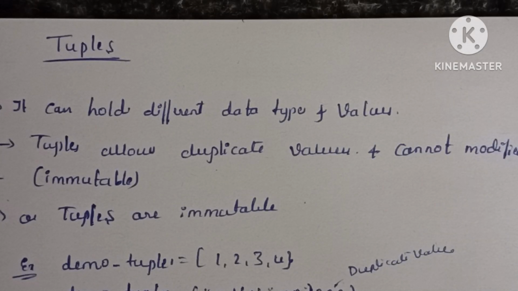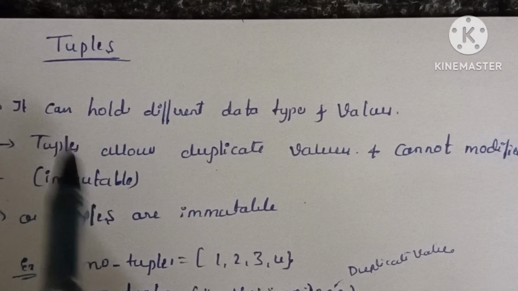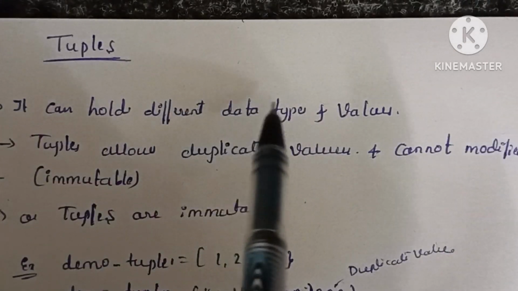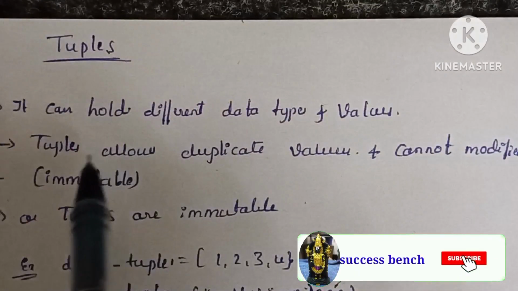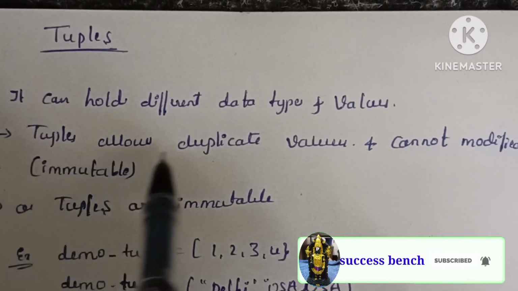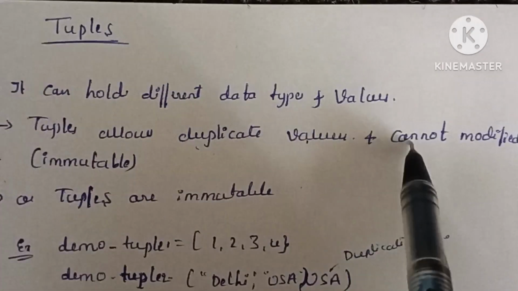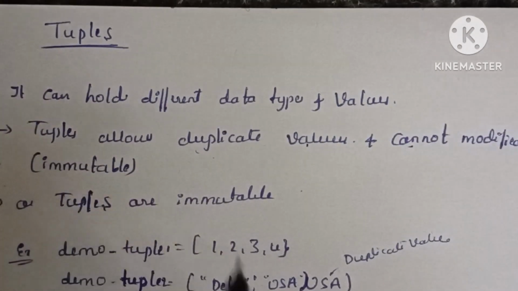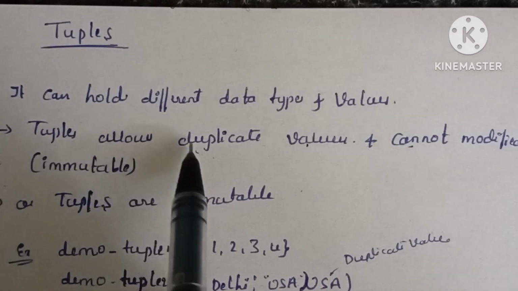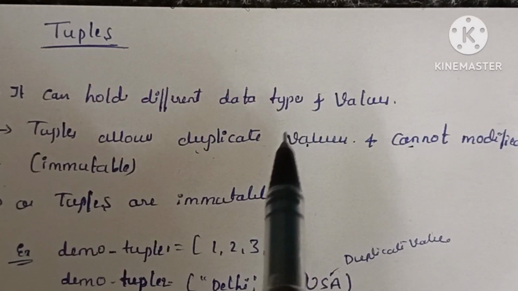So today I am going to explain about tuples. It can hold different data types and values. Okay, and tuples allow duplicate values and cannot be modified, which means they are immutable. Immutable means it cannot be modified, it cannot be updated. That is immutable, but it can allow duplicate values.